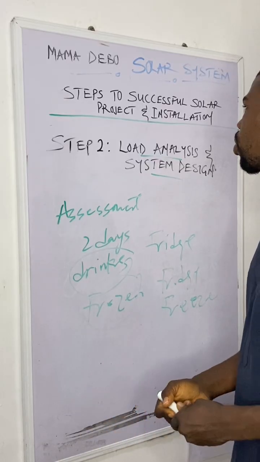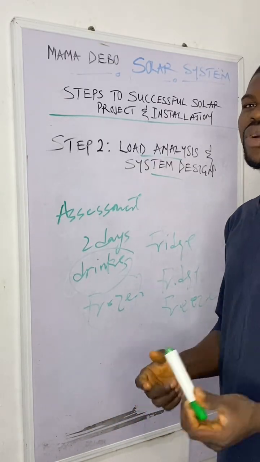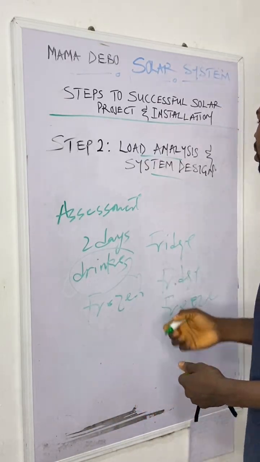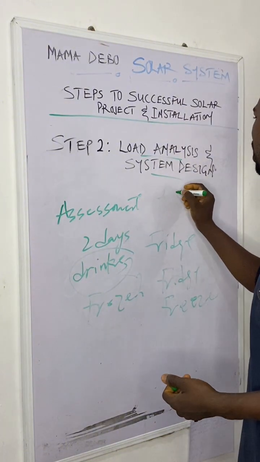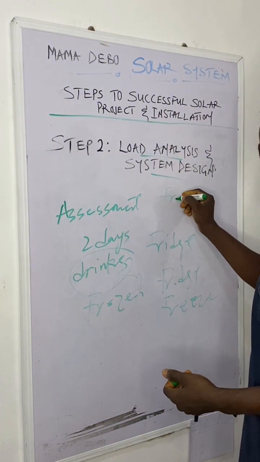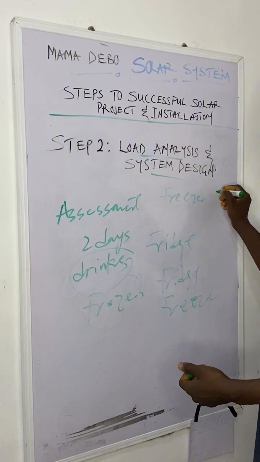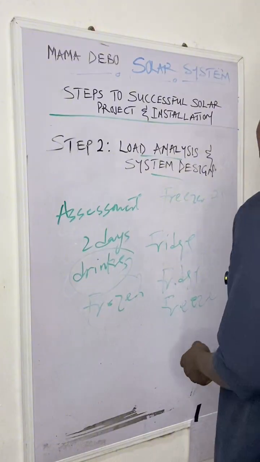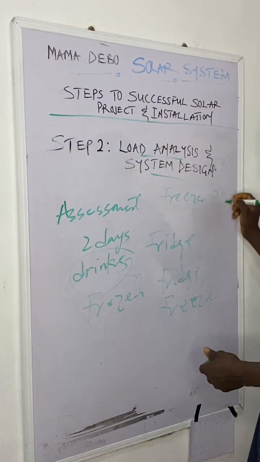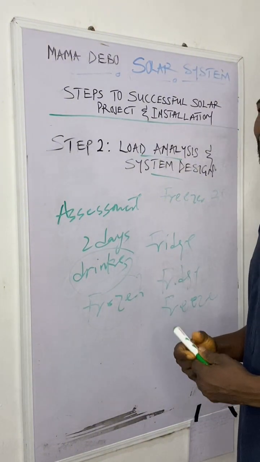Now, the next thing is to carry out load analysis. And how do you carry out load analysis? Your client said that, okay, he has 2 freezers. You write it down: freezer, 2 units. What is the wattage of the 2 freezers? You have already checked the wattage during your assessment.